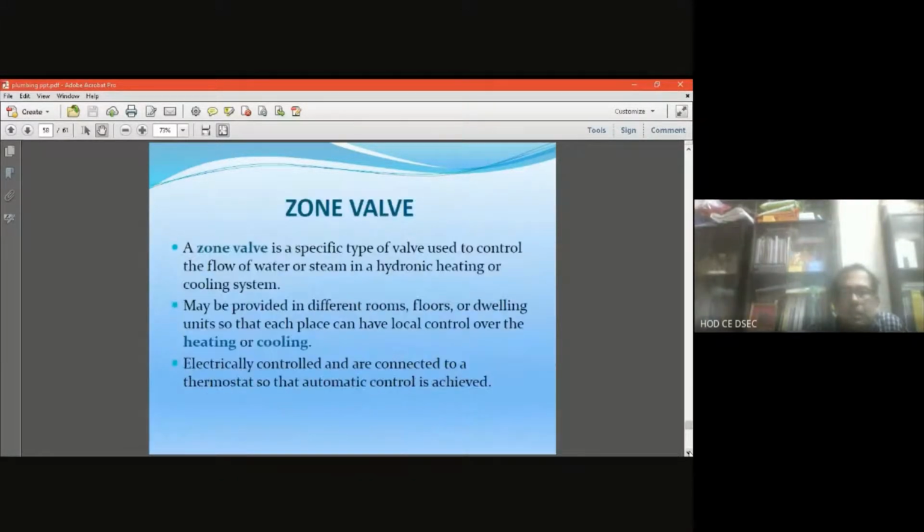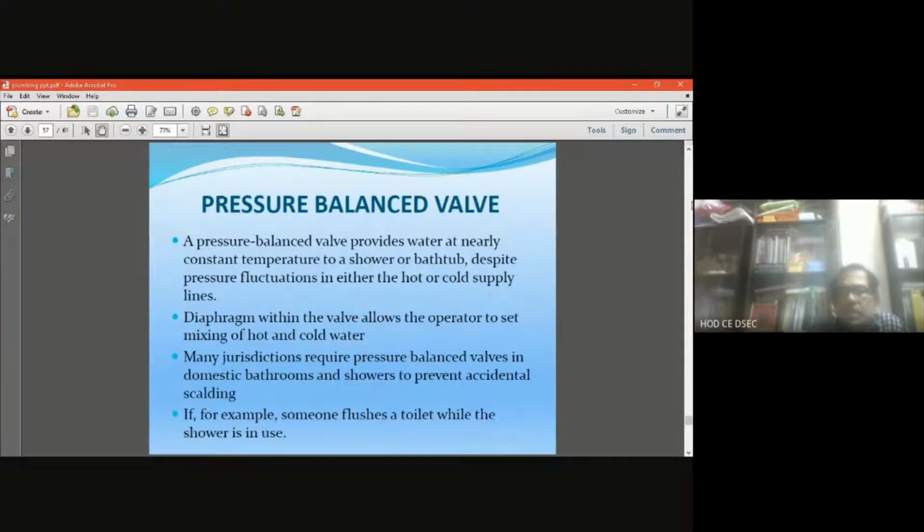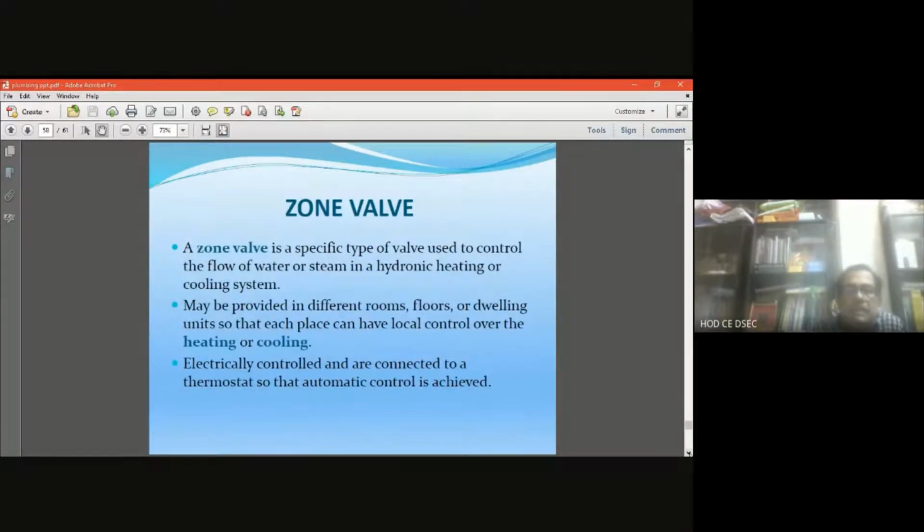I have covered the pressure balance valve, now I am coming to the zone valve. It is a specific type of valve used to control the flow of water or steam in a hydronic heating or cooling system. It may be provided in different rooms, floors, or dwelling units, so that each place can have local control over the heating or cooling.